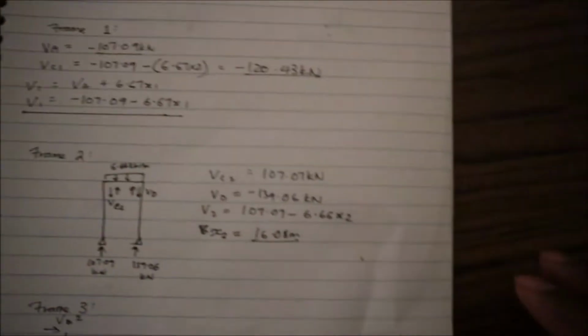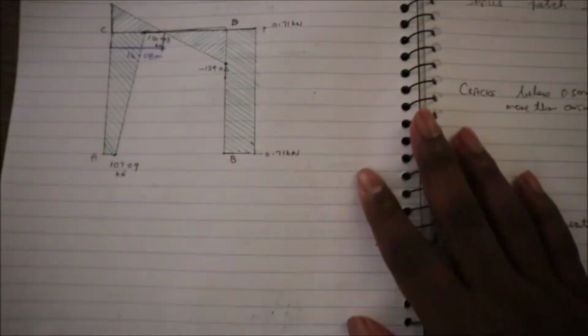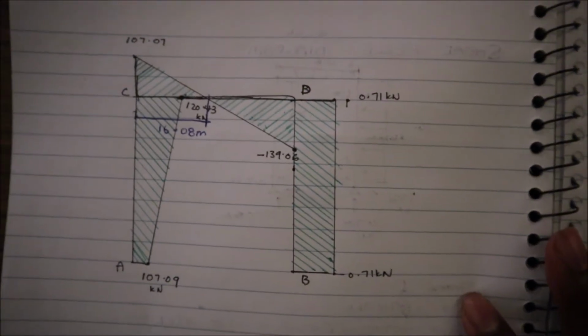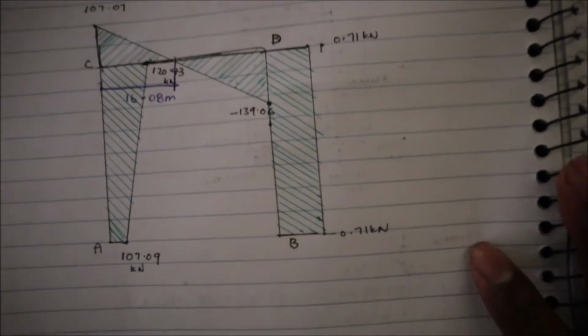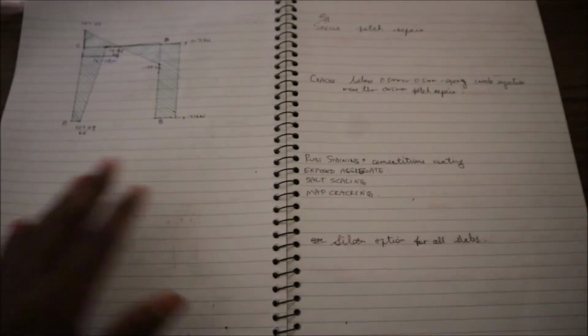We very quickly solve for frame 1, then frame 2 right here, and then the third frame. After we solve that, we come up with this as our answer for the shear force diagram. Now we're going to quickly switch books. I'm going to close this and open up another book for the moment distribution method, which is just right over here.